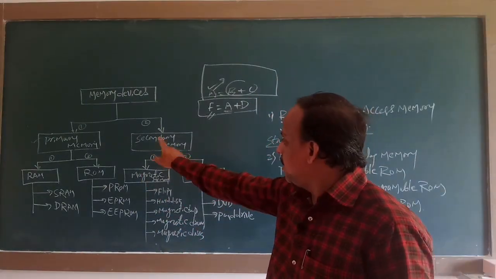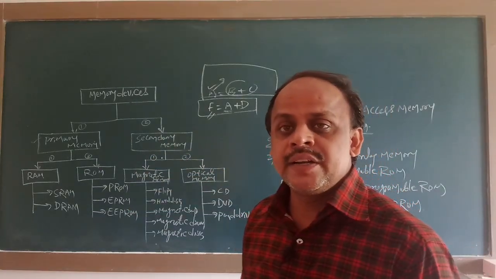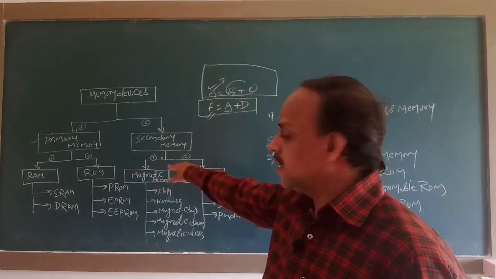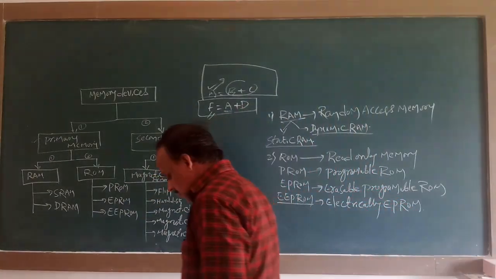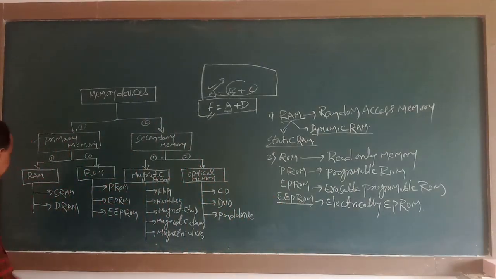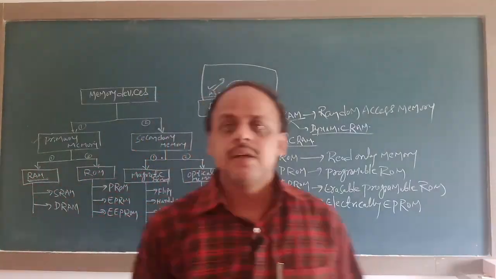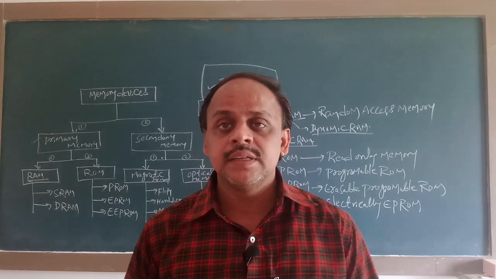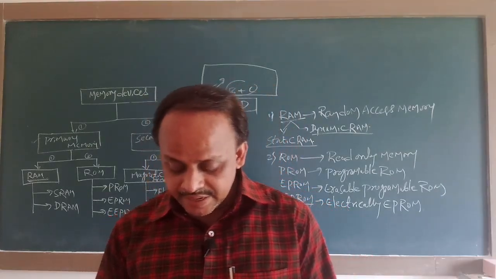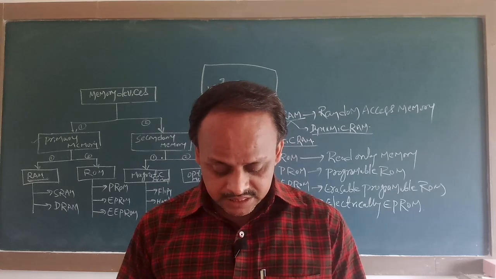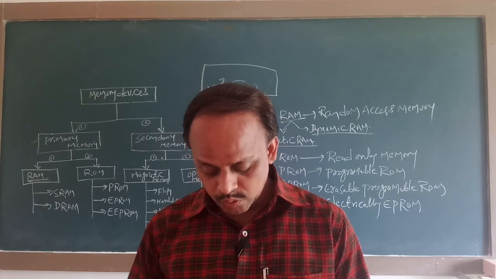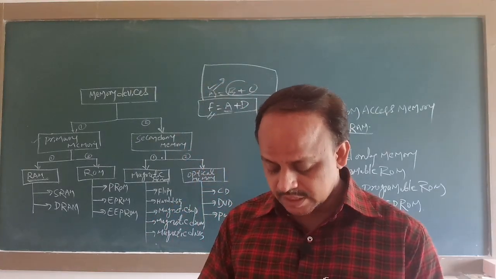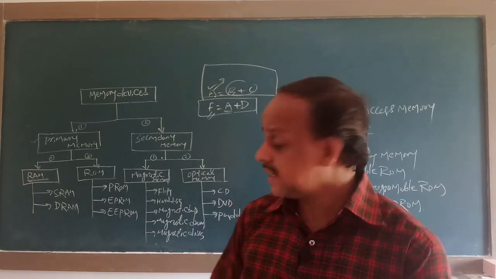Now next, this primary memory is divided again into two types, RAM and ROM. Now let us see what this RAM is. RAM stands for random access memory. See here, it is the read-write memory. It is just like a page of a notebook where you can write something or read something from.